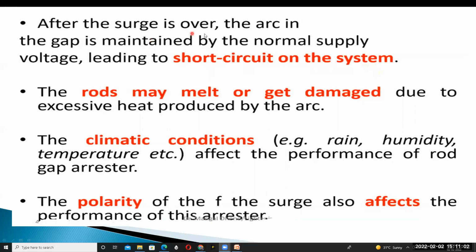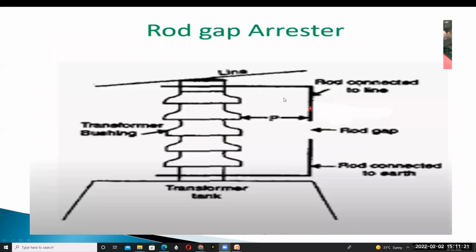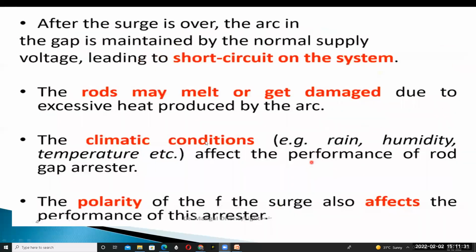After the surge is over, the arc in the gap is maintained by the normal supply voltage, leading to a short circuit on the system. The rod may also melt or get damaged due to the excessive heat produced by the arc between the two rods. This is one of the drawbacks of the rod gap arrestor.